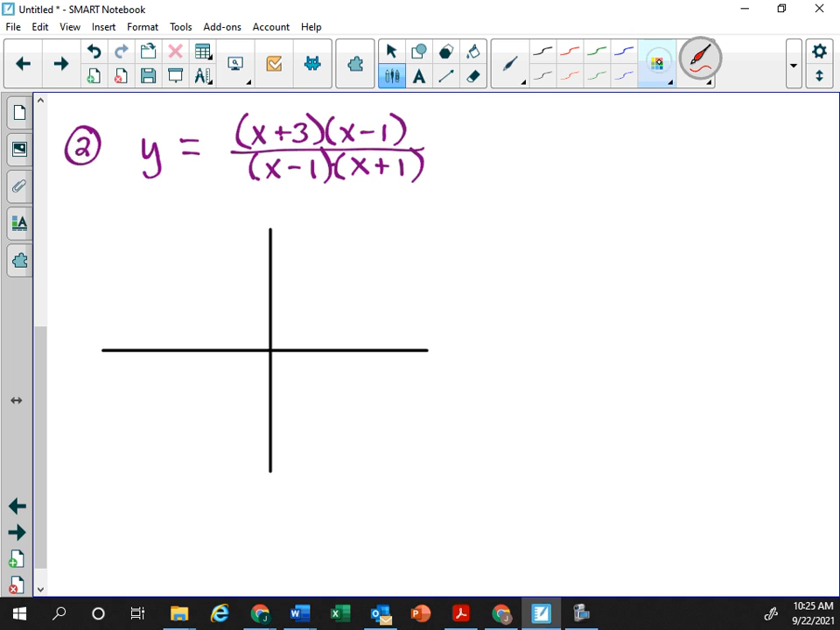Okay, thanks. So just go through all of these pieces. Is there a hole? So where is it? Vertical, horizontal, x-intercept, y-intercept. Just find your pieces and slowly build your graph, okay?